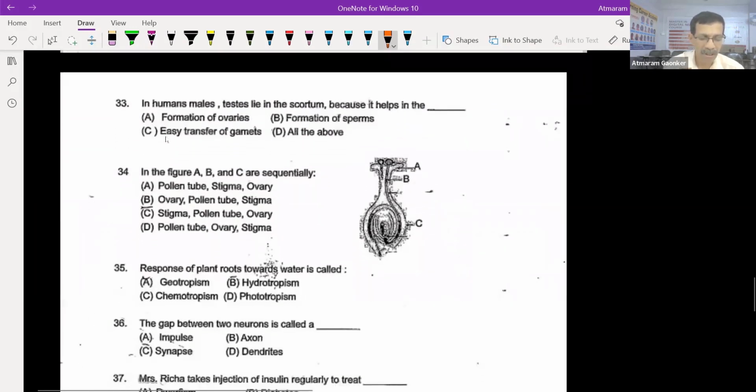Here in question number 33, in human males, the testes lie in the scrotum because it helps in the, what is the correct option? It is formation of sperms. Again, we have naming over here in question number 34. And this part is called stigma. Here, this is pollen tube and this is ovary. And so, C is the correct option.